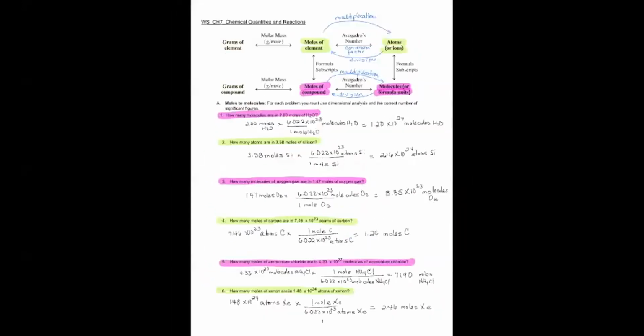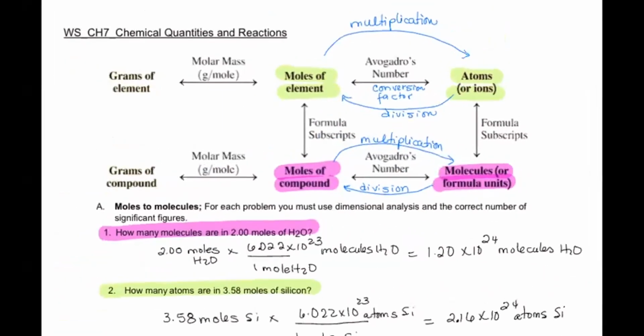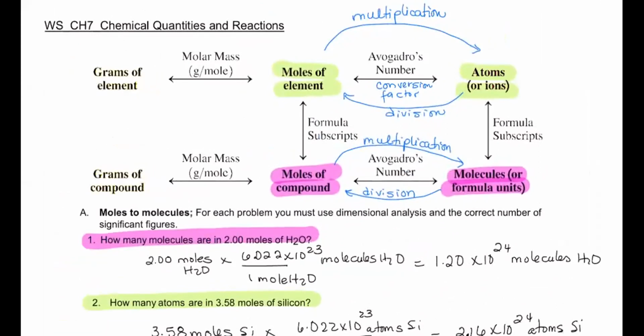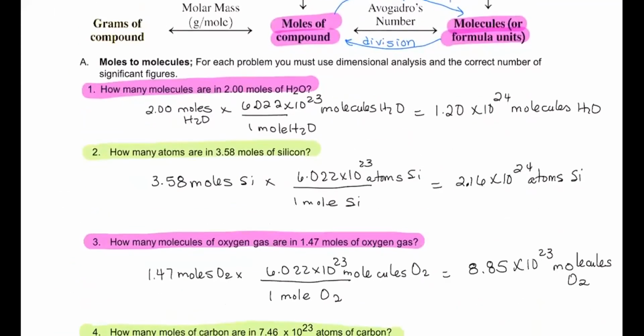So this is the chart that I gave you guys. We're talking only about this corner: going from moles to atoms, atoms to moles, moles to molecules, or molecules to moles. That's the conversion. How do you know that Avogadro's number is the only thing needed? Look at the questions, you guys.